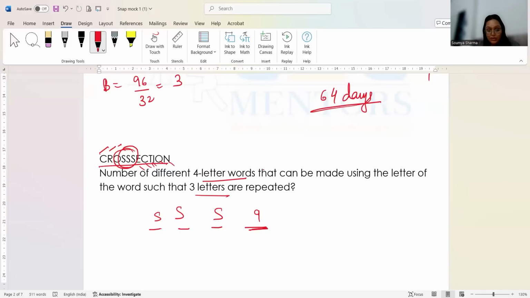Now, what are the possibilities it can be arranged? This possibility is also there. So hence you will get the number of ways in which these numbers can be arranged. Okay.